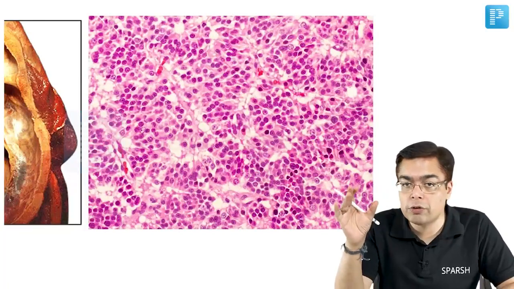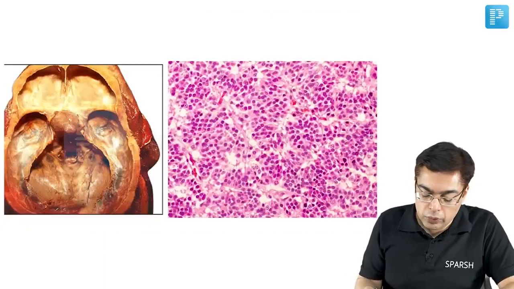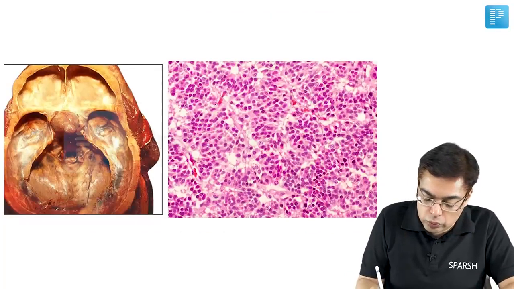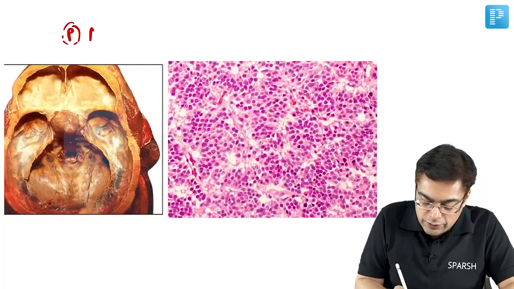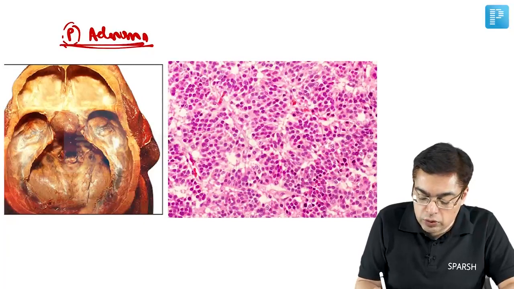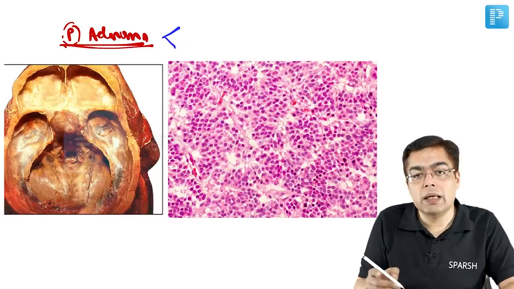So monomorphic proliferation of the cell. Now the pituitary adenomas can be subclassified in 2 important ways. One way of classifying the pituitary adenoma is that they are going to be either functional or non-functional, or depending upon the size.